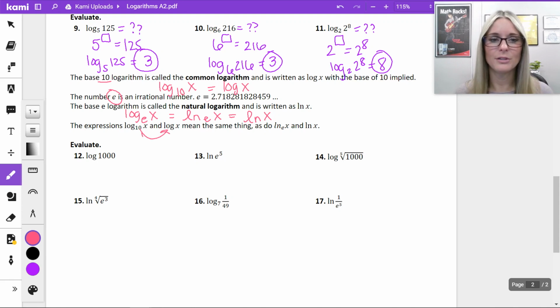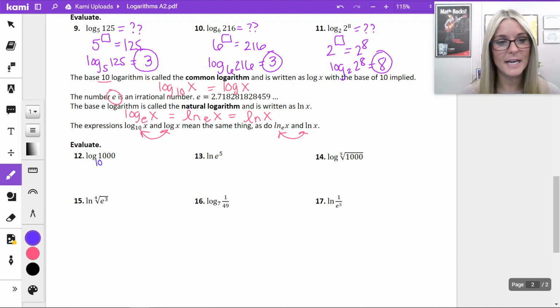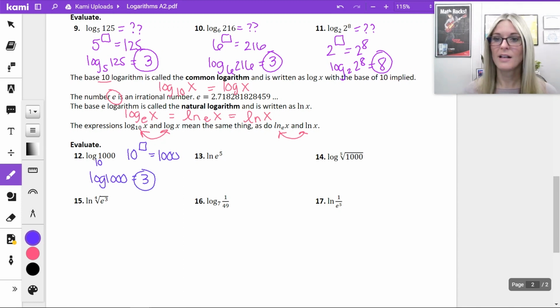So everyone knows those are the same, and everyone knows those are the same. So let's evaluate some problems using that information, the natural logs, the common logarithm. So in number 12, we have log of 1,000. It didn't show a base, so we understand it to be a base of 10. In other words, 10 raised to the what would equal 1,000. So when I evaluate log of 1,000, I know that is 3. 10 to the third, 10 times 10 times 10 is 1,000.